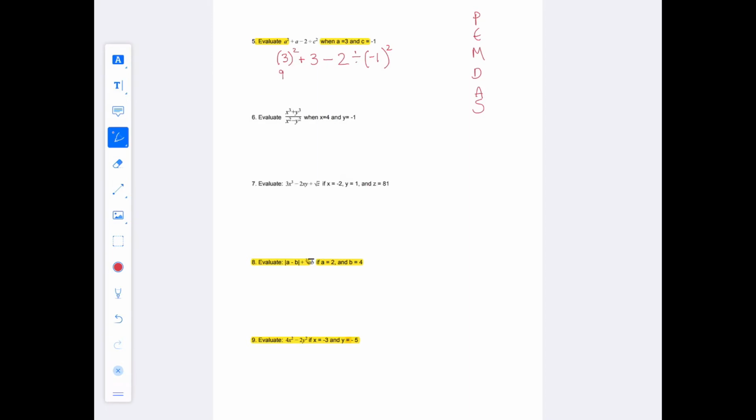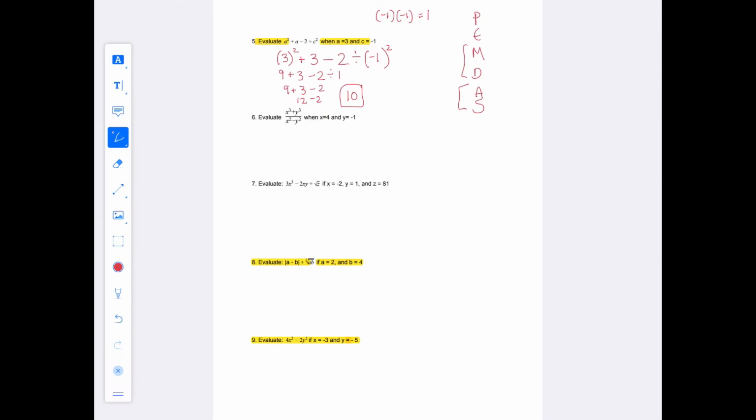Let's move to the exponents. So I've got 3 squared, that's 9, bring everything, minus 2 divided by, oh, look at that, I've got another exponent here, so negative 1 squared. Remember, people, negative 1 squared is negative 1 times itself, and a negative times a negative is a positive. So that takes us to this step right here. Now I'm looking for m or d, and I've got a d. I've got negative 2 divided by 1, so that's 9 plus 3 minus 2 divided by 1 is 2. And now I'm on the a and the s, so I go left to right. That's 12 minus 2. That leaves us with 10.